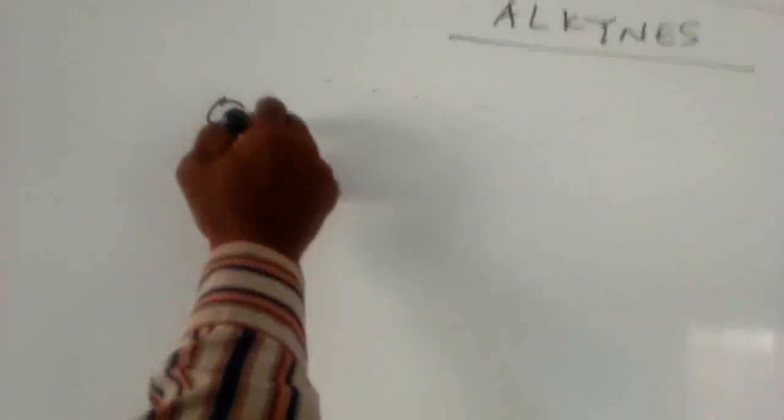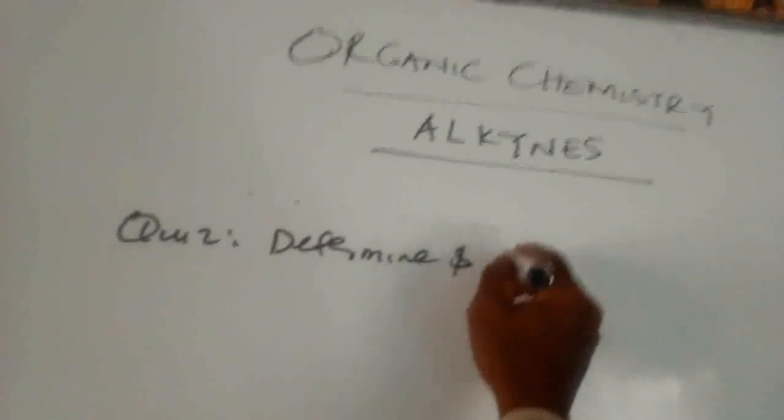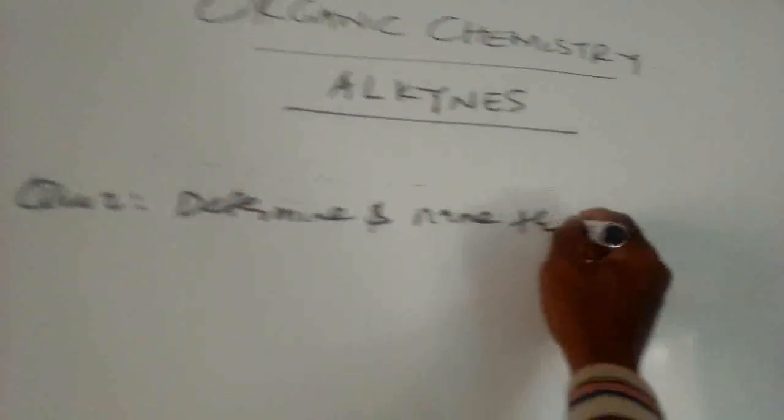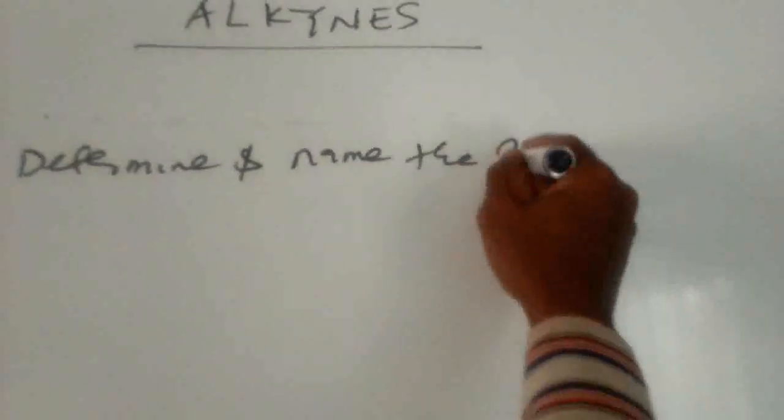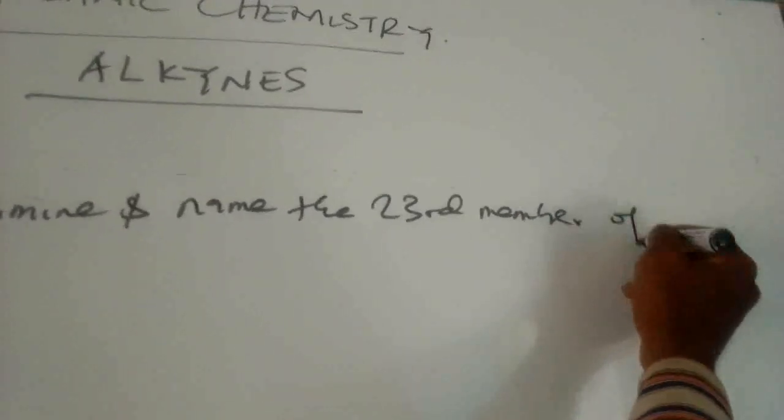So, having done that, let's look at this small question that says: determine and name the 23rd member of the alkyne family.